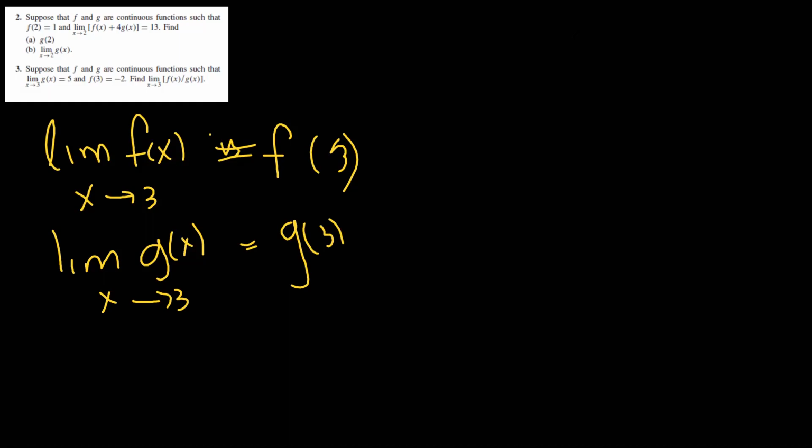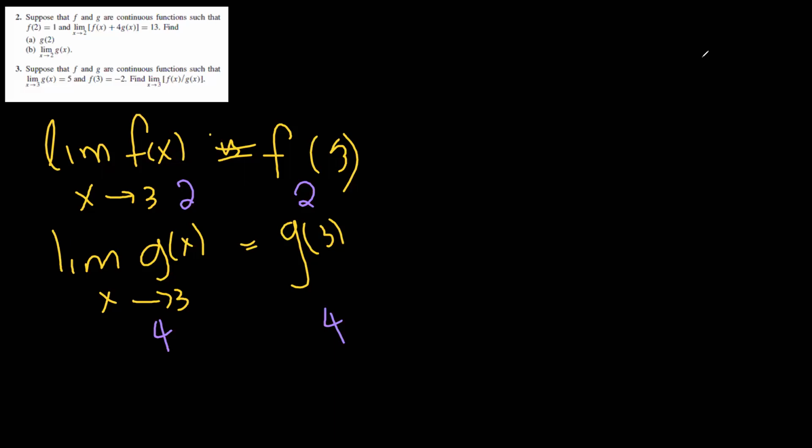Now, I told you that they are continuous. Since they are continuous, that means the limit is equal to the value of the function. So the limit of f of x when x approaches 3 is equal to f of 3. So if I told you that the value of f of 3 is 2, the limit will also be 2. And if I told you that g of 3 is 4, the limit of g of x as x approaches 3 will also be 4.